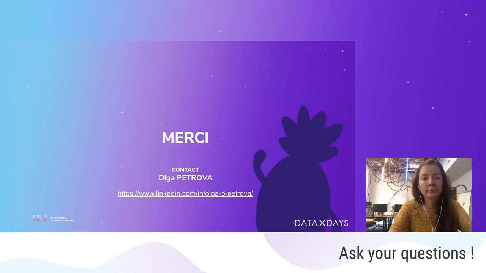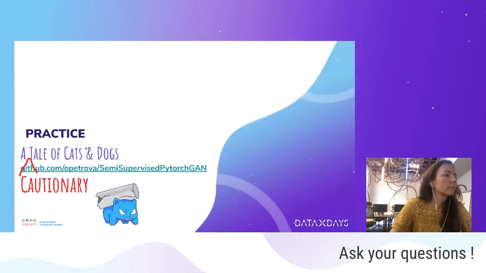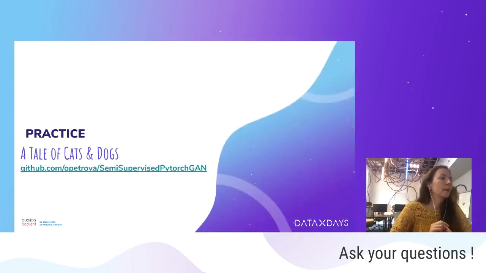So, Olga, we have one first question from Cécile Huybonroy. Thank you. I didn't catch the GitHub URL. If you could please share it. Oh, sure. Yeah. It is Olga Petrova, semi-supervised PyTorch GAN. That's a long one. Thank you. Well, that was a very specific question. You were very clear then. Thank you very much, Olga.